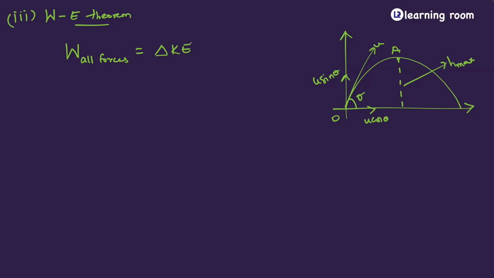Now tell me, this object is moving under the influence of which force? Under the influence of gravity. The gravitational force is mg, acting downwards, and the displacement is upward. Am I clear with this? So what is the work done here? It is not positive work, it is negative work. If you forget this, you will not get the answer. So the work done by the gravitational force in this case is negative.